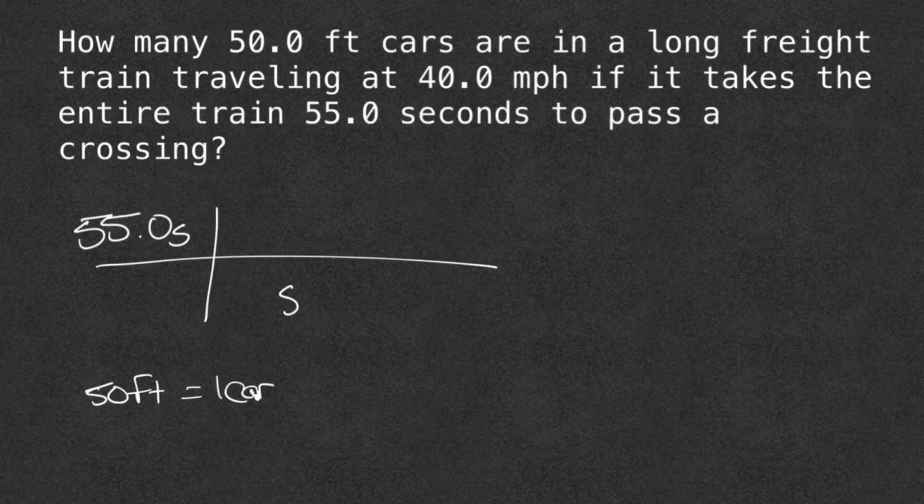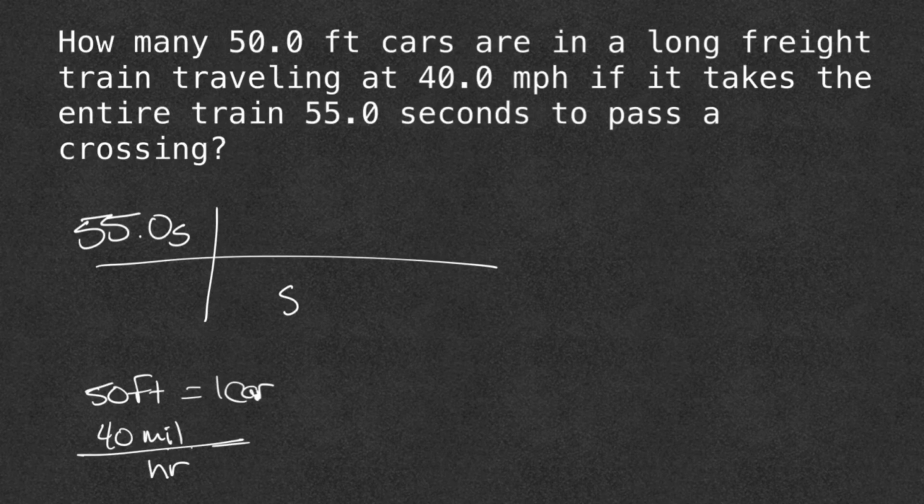How many 50-feet cars? 1 car is 50 feet. Train traveling 40 miles per hour. Okay, we're ready. Those are our 2 conversion factors.